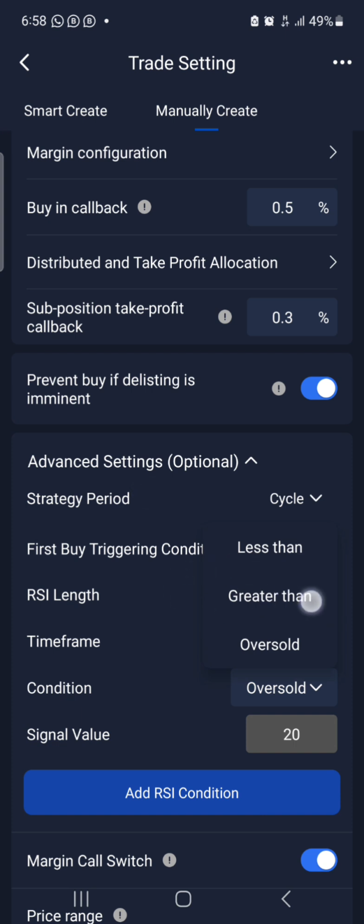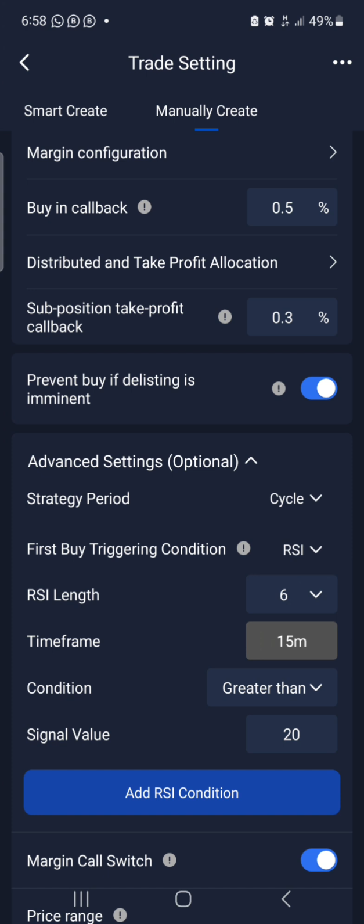We have greater than. So you can say I want you to buy when it's greater than 20. I want you to buy when it's less than maybe 80. You get it? So in case I choose greater than here, I can say I want you to buy when it is greater than 20.